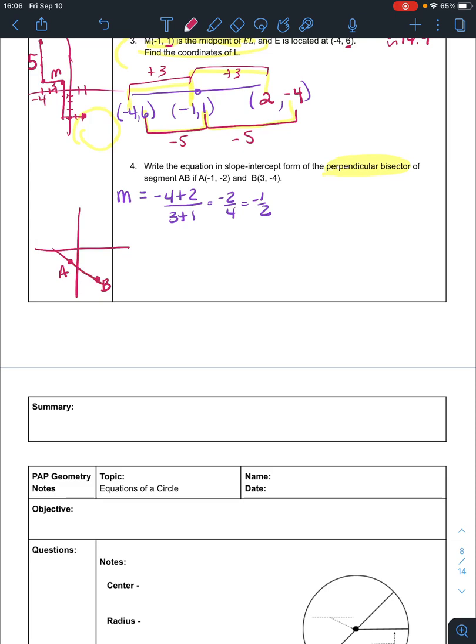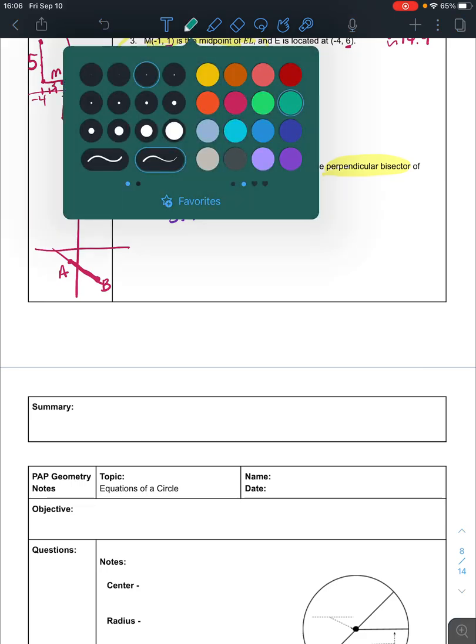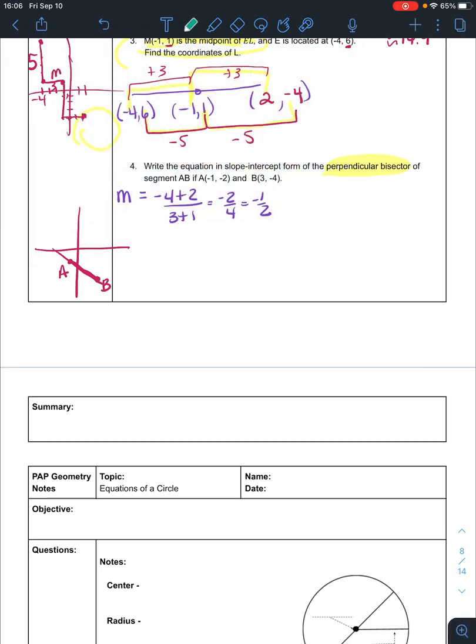Now, here's the segment that I have. I want the perpendicular bisector. So real quick, I'm just going to sketch it in to show you what it would look like. Perpendicular would mean that it's going to be at a 90-degree angle, and bisector means it's going to cut it in half. Well, in order to write the equation of that line, we need the slope of that line and a point that that line goes through. Well, that green line is passing through the midpoint of AB. And the original red line, AB, has a slope of -1/2.